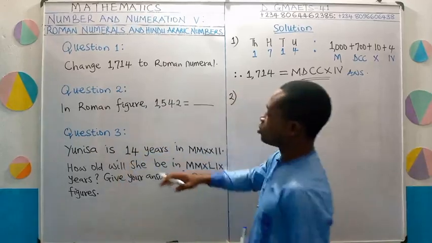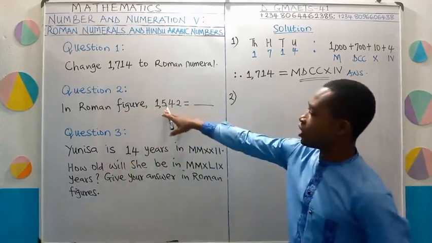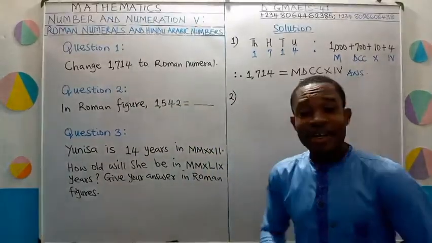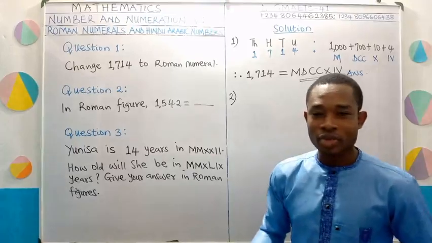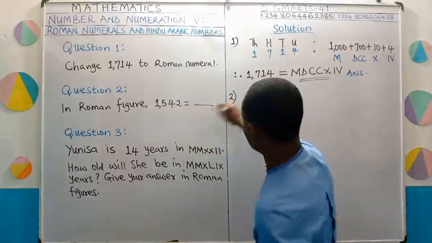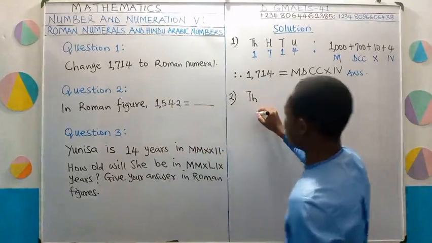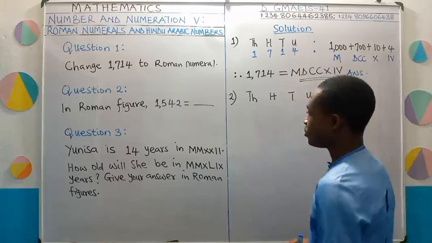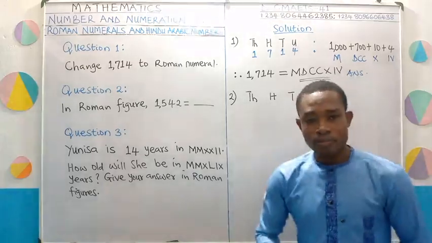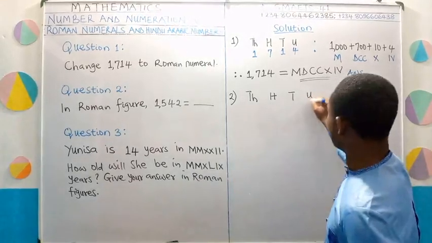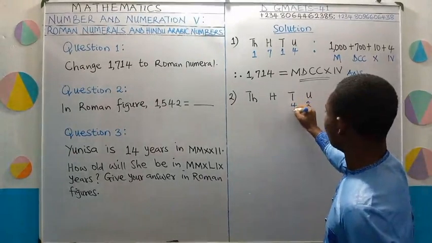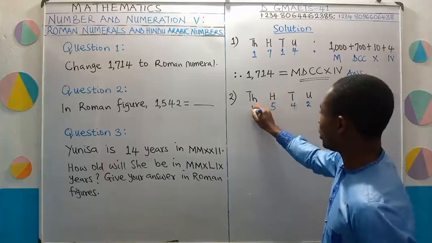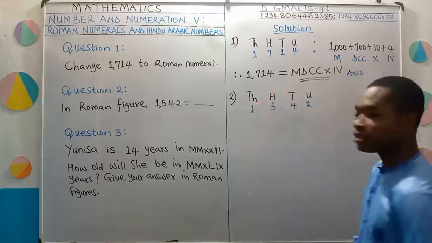And again, in question 2, in Roman figure 1542 is equal to dash. I would go straight on to write my place values. This is in thousands, so this is TH. So move down to 100, tens, and what? Unit. Fixing up the numbers under their place values. 2 will come under unit. I have 4 under tens, 5 under 100, and then 1 under 1000.